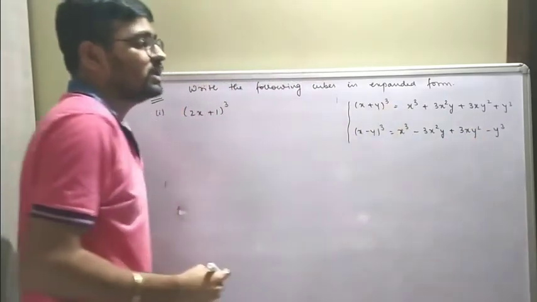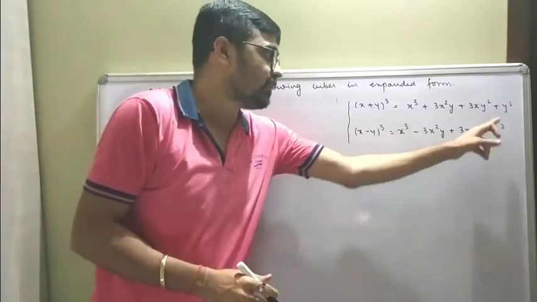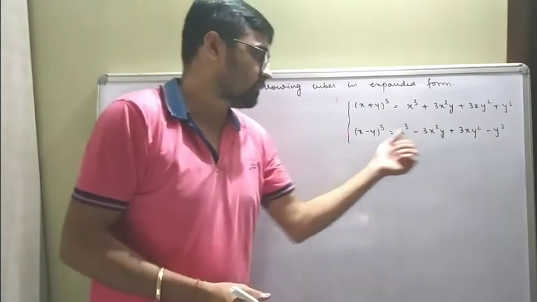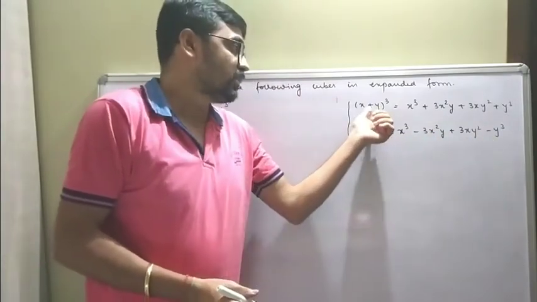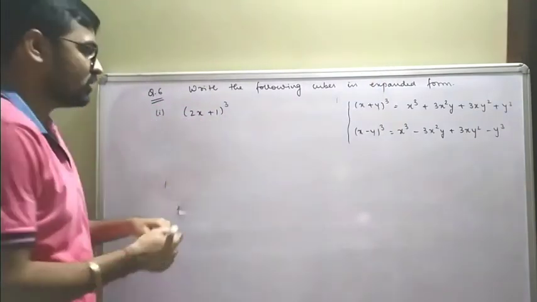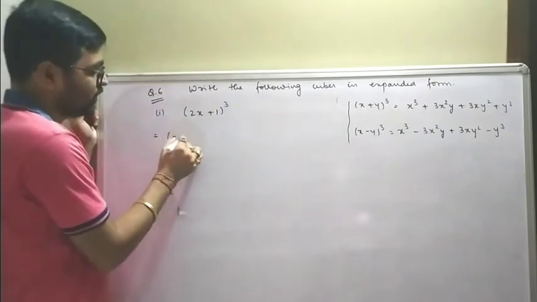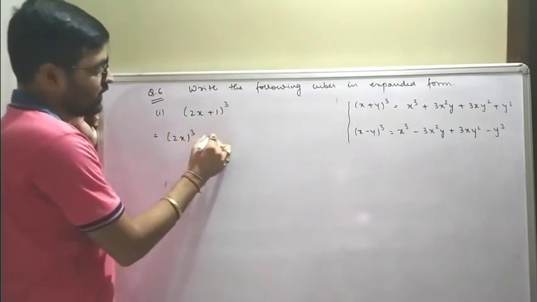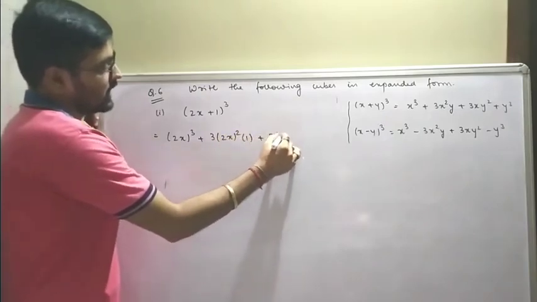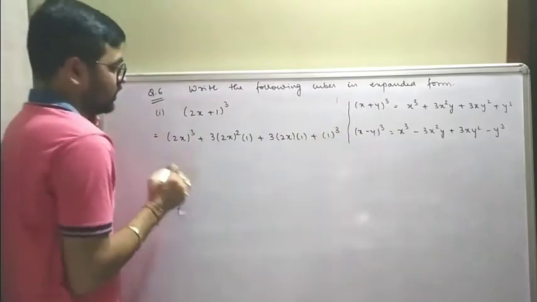And if you observe in these two formulas, there is a small difference only. All the terms are the same, just the sign changes. Plus minus if it is negative. If it is positive, all the terms are positive. So if I look over here, it is positive. So how am I going to do this? Simply the formula I am going to put, that is 2x cube plus 3 times 2x square into 1, 3 times 2x into 1 plus 1 cube.